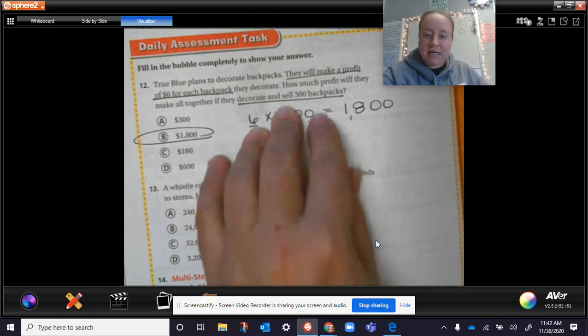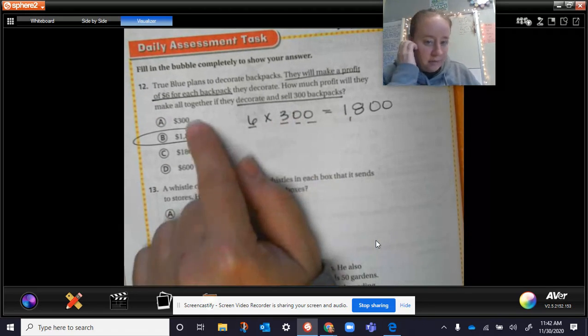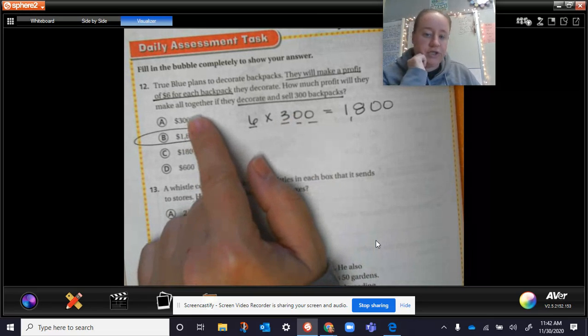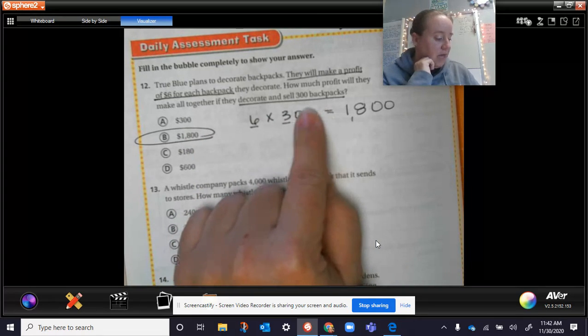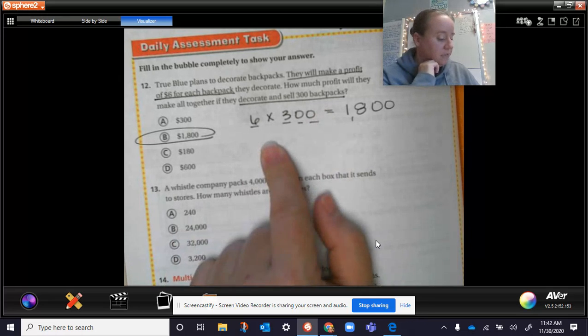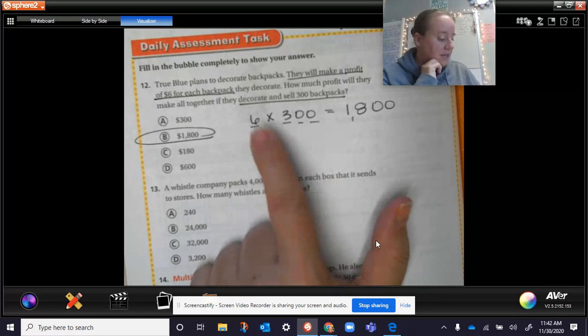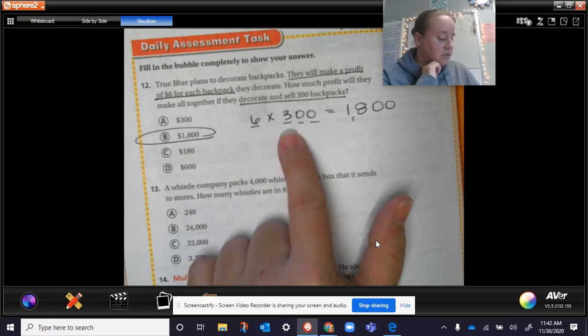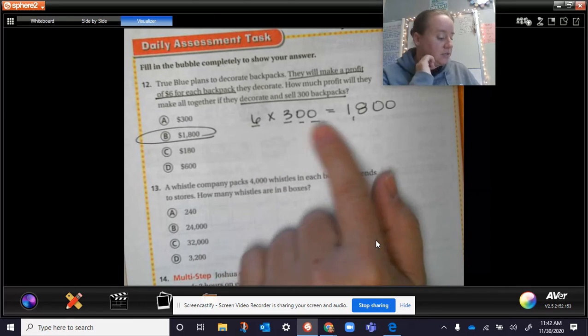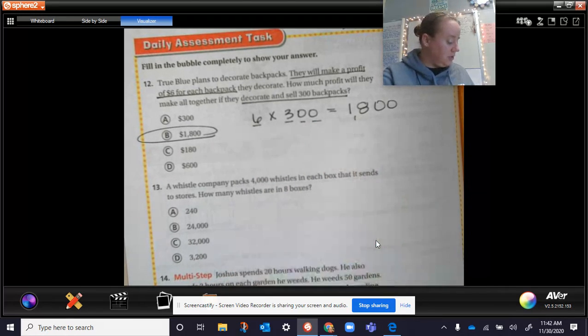So here it's saying they made a profit. The backpacks were $6 each. If they sell 300 of them, how much profit are they going to make? So we multiplied 6 times 300. Again, getting that base fact, 6 times 3 is 18. Add your 2 zeros for 1,800.